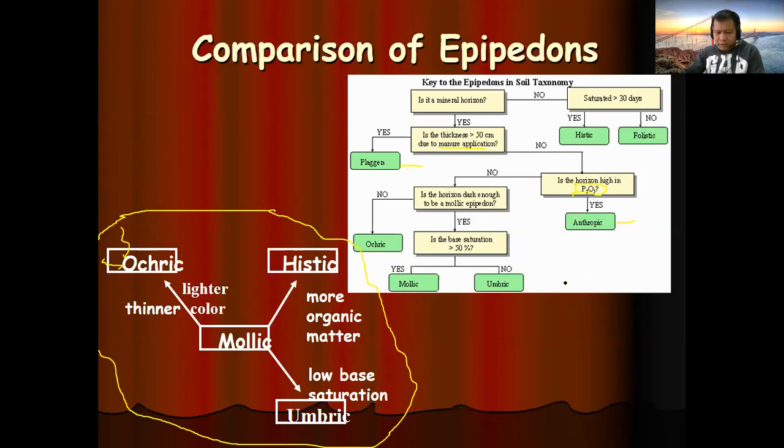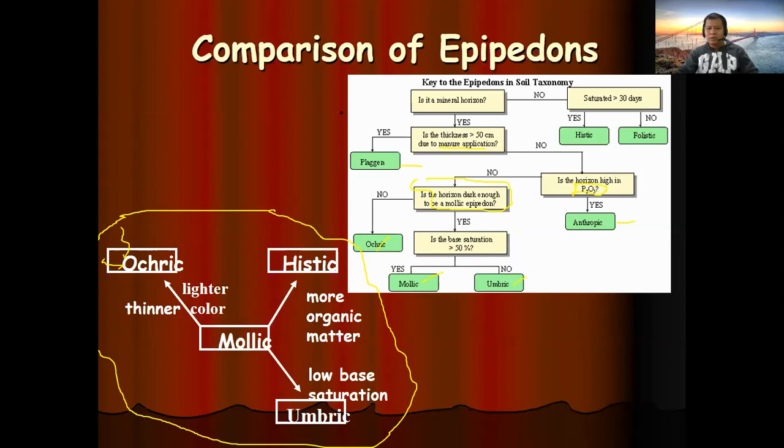So that is how we analyze, no? Is the horizon high in P2O5? No, if it does not have much phosphorus. Is the horizon dark enough to be umbric? If it is dark, is the base saturation more than 50%? Then it must be mollic. If the base saturation is not more than 50%, then it must be an umbric. So going back in here, is the horizon dark enough to be umbric? If it is not dark, it must be an ochric.